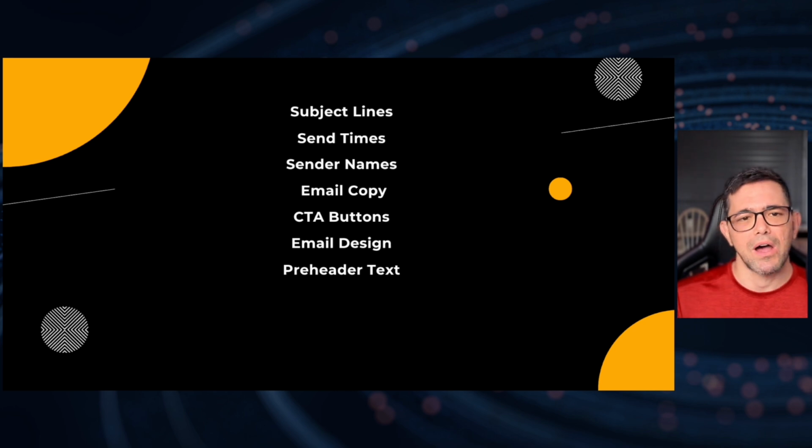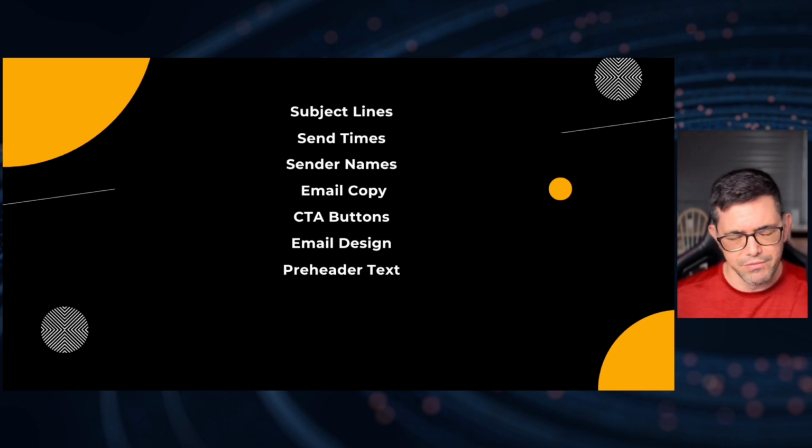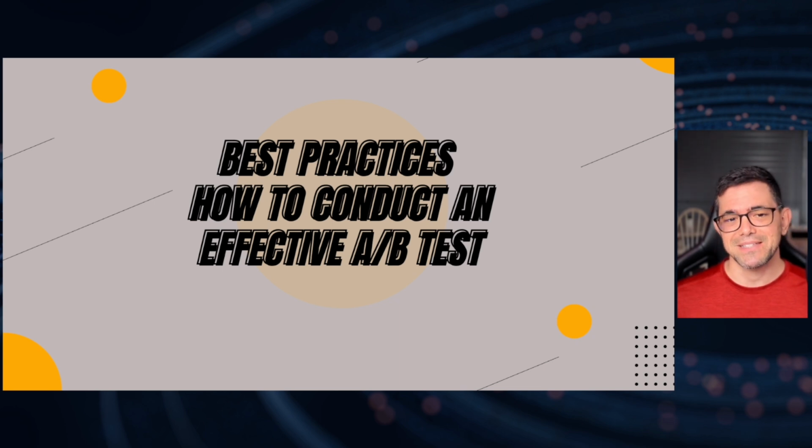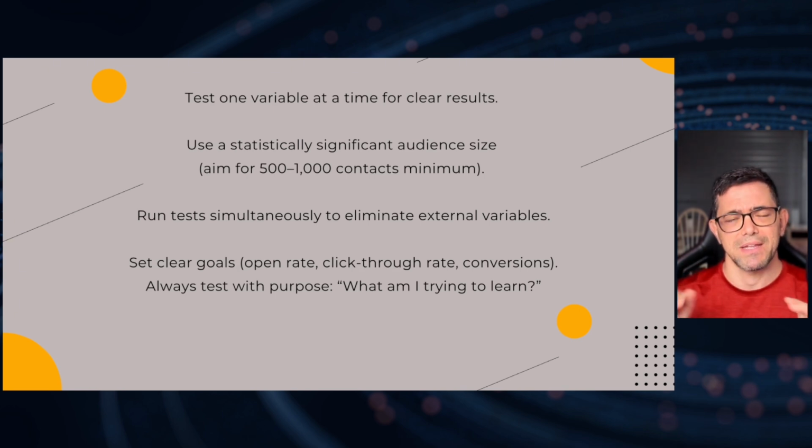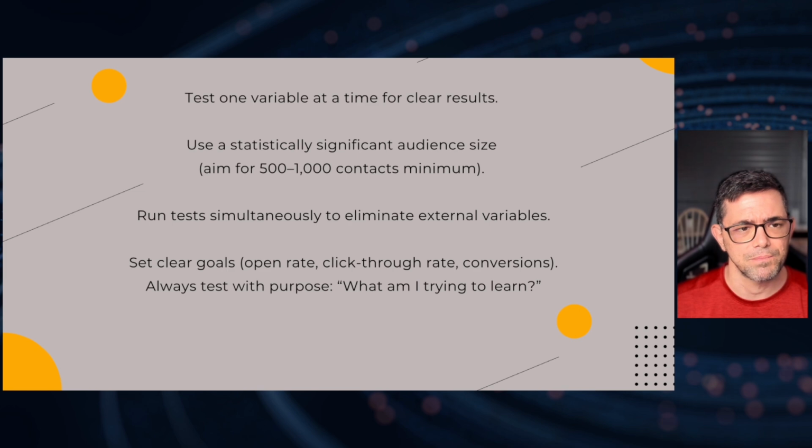So those are the most common ones, and I recommend testing them all, but you can do one at a time. Never test too many things at the same time, and I'm going to cover that very shortly. So best practices, how to conduct an effective A/B test. Test one variable at a time, like I just mentioned. Don't try and change a lot of things, because then you won't actually know what's working and what's not, right? So if you're going to test the subject line, get two copies and change them, and then you can compare and see which one is working best, okay?